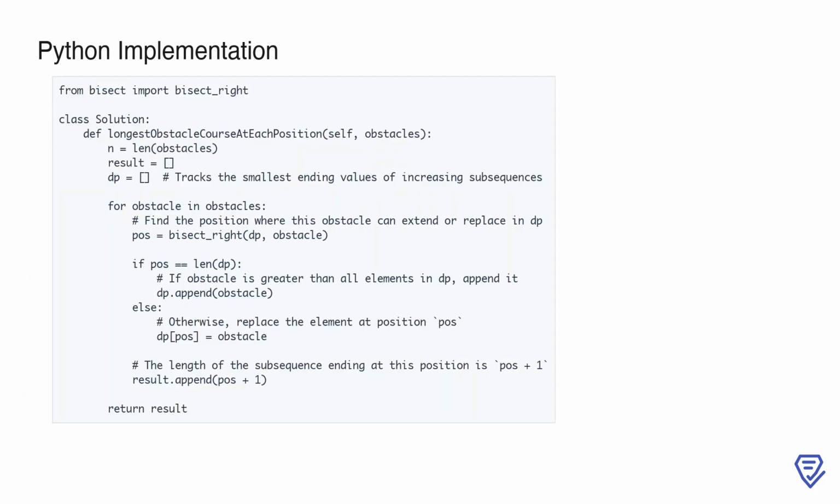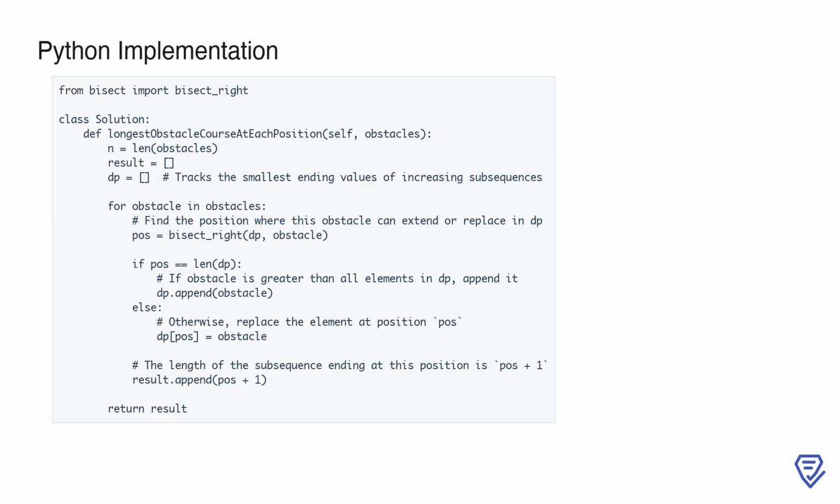This implementation solves LeetCode problem number 1964, Find the Longest Valid Obstacle Course at Each Position, using a combination of dynamic programming, DP, and binary search for efficiency. Here's the step-by-step explanation. 1. Imports. The code uses the bisect_right function from the bisect module to perform binary search efficiently. 2. Class setup. The longestObstacleCourseAtEachPosition method is implemented within the Solution class. It takes a list obstacles as input.